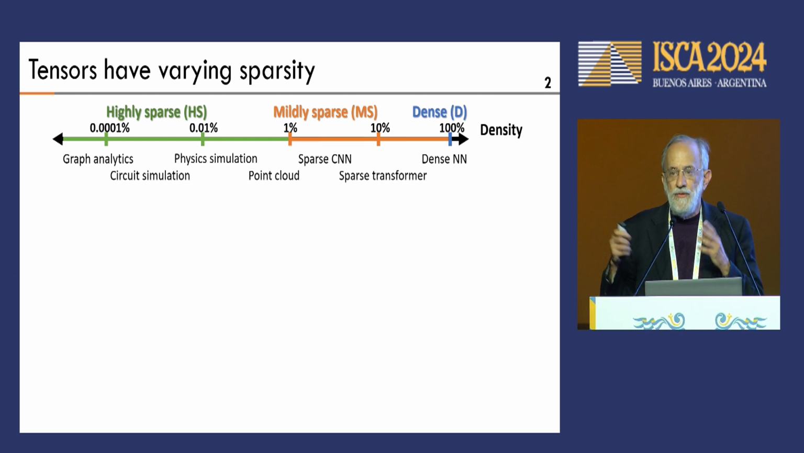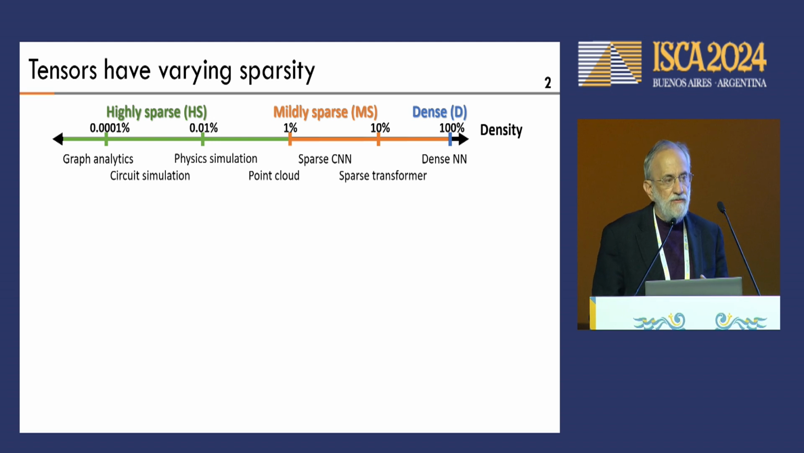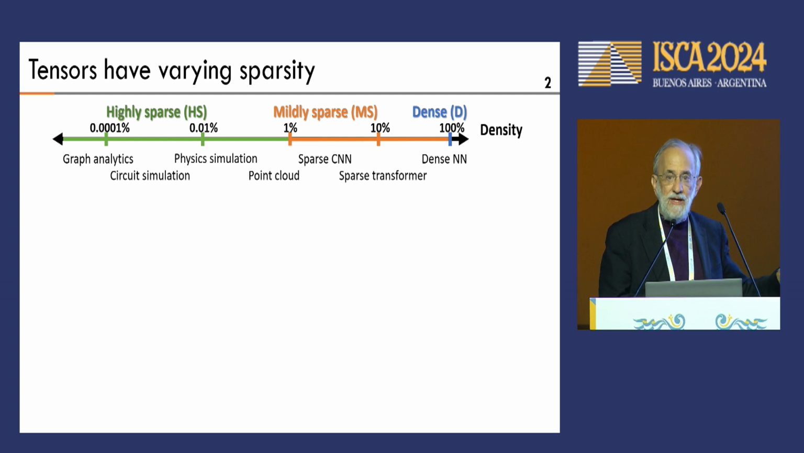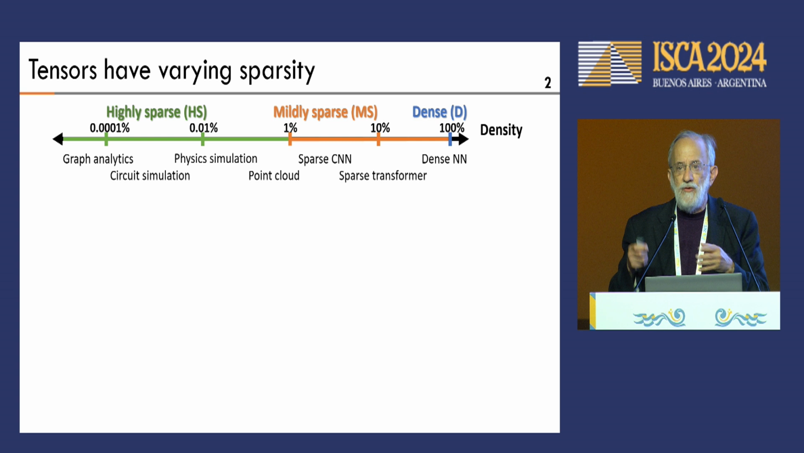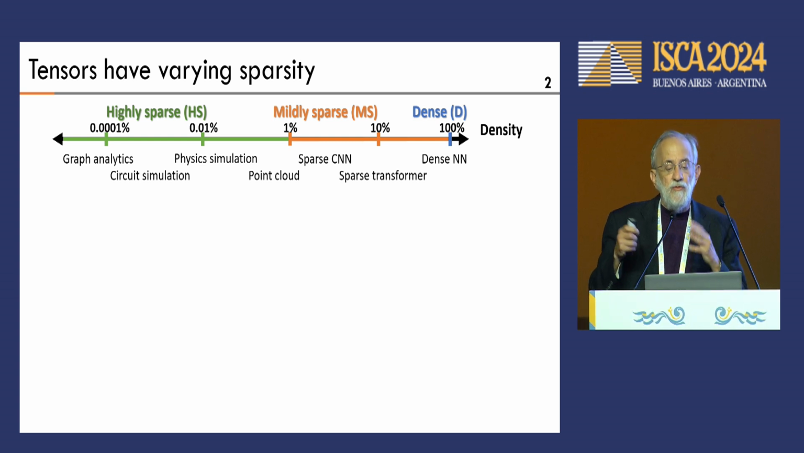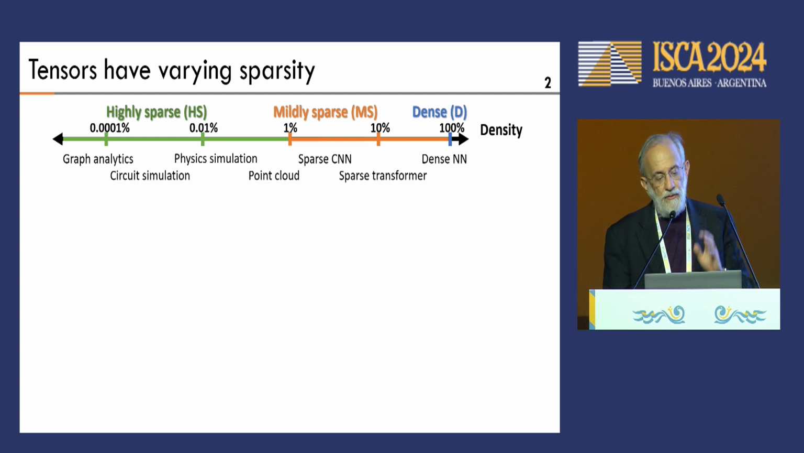Sparsity is the proportion of zeros, or conversely, 1 minus the proportion of zeros is the density. Across a variety of applications, you see quite widely varying sparsity. On this diagram, we show different applications, and we're going to consider sparsity as falling into 3 large buckets: dense, where all the values are non-zero; mildly sparse, where maybe 1% to 10% of the values are non-zero; and highly sparse, where anywhere from 0.0001 to 0.01% of the values are non-zero.